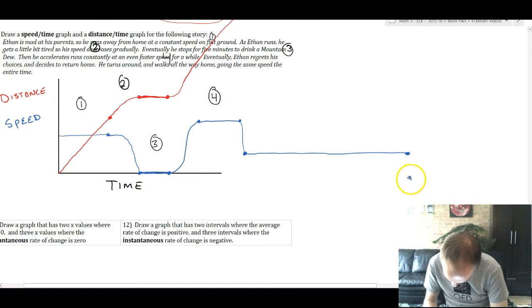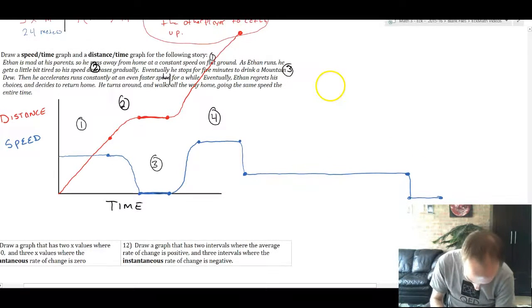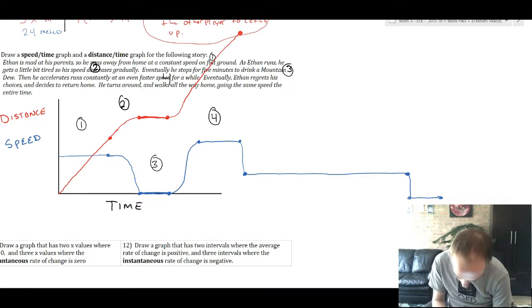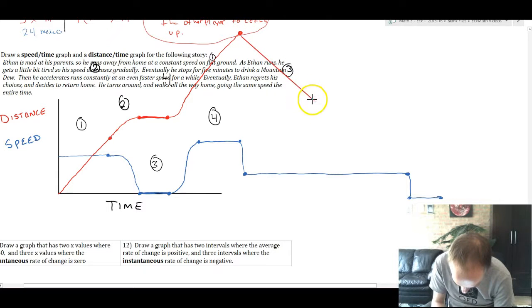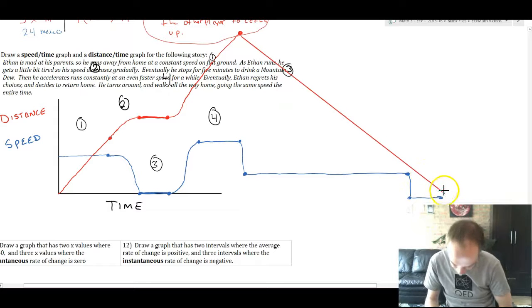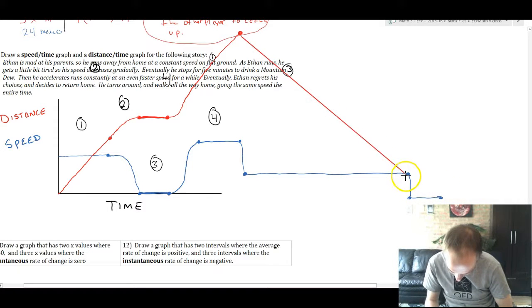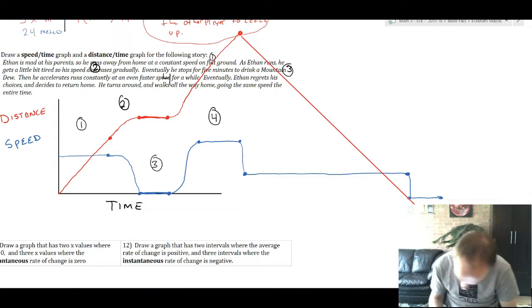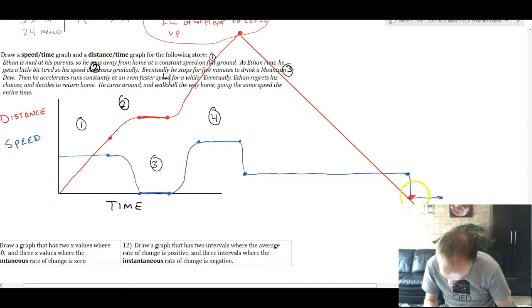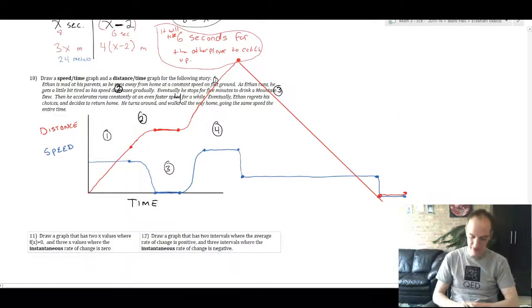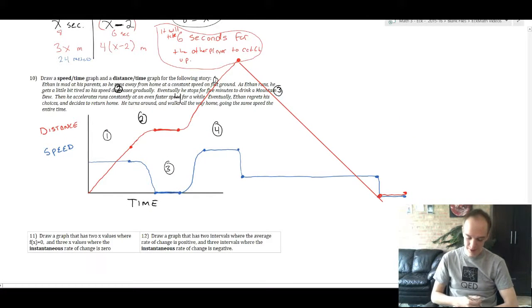And then once he's at home, maybe you might want to say his speed drops to 0 as he sits and gets lectured by his parents. Sorry, Ethan. It's true. As he walks home at a constant speed, his distance decreases because he's going towards home, and because he's going on a flat line, his distance will also decrease steadily, and once he gets home, his distance will be 0. And then, while he's at home, his distance and his speed are all 0 while he's sitting there getting in trouble. So I hope you've enjoyed this lovely story about Ethan.